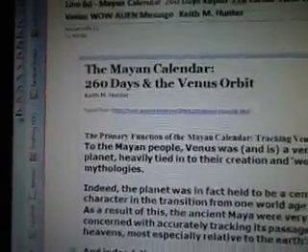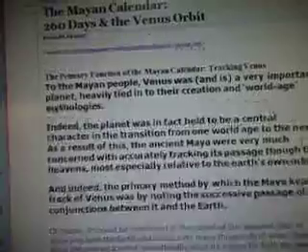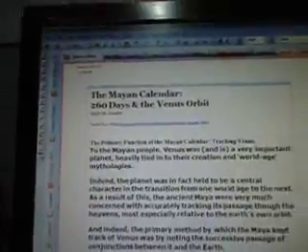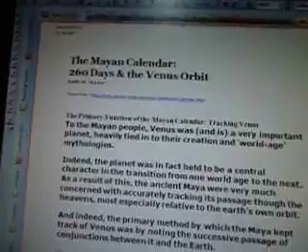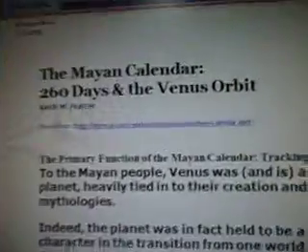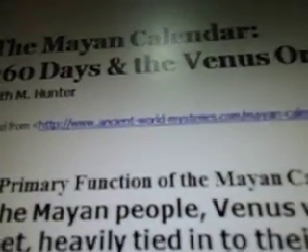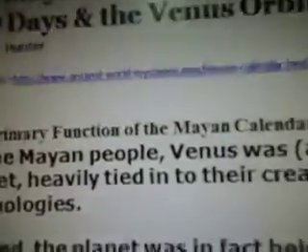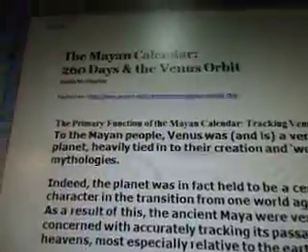Okay, so what I do is I present the data to you, and then I give you my thoughts about it. This is the Mayan Calendar 260 Days in the Venus Orbit from Keith M. Hunter. I've bolded the areas that are important to us for this search, so I'm just going to read those sections only. If you want to look at the rest, go to the blog, which is www.ancient-world-mysteries.com/Maya or MAYAN-calendar.